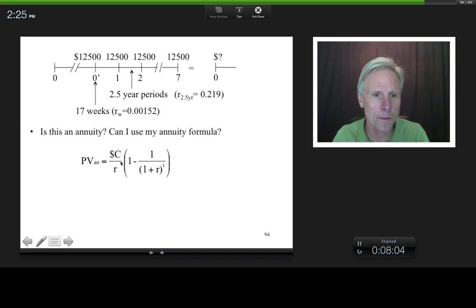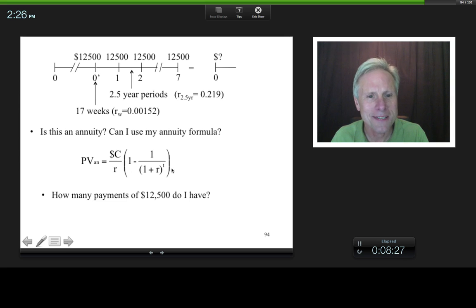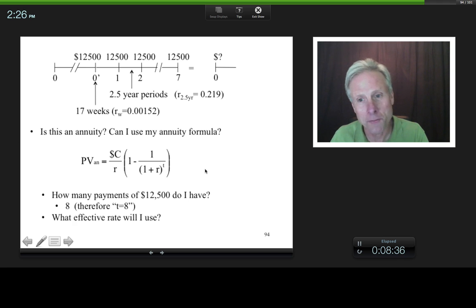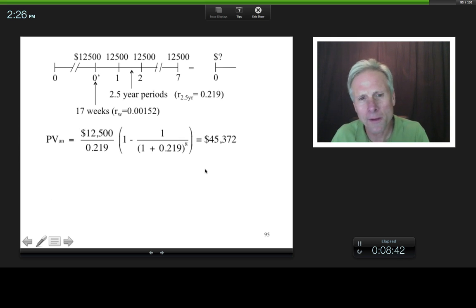And so what am I going to put in for the C? Well, that's 12,500, right? And what about the R? Well, what kind of periods are these? Those are 2.5-year periods, right? So I better be working with what kind of rate? An effective 2.5-year rate. Okay. What about my T? How many of these payments do I have? I have 8, right? So T is 8. We've seen the effective rate is 0.219 for 2.5 years. So if I put it all in there, I basically get 45,372.